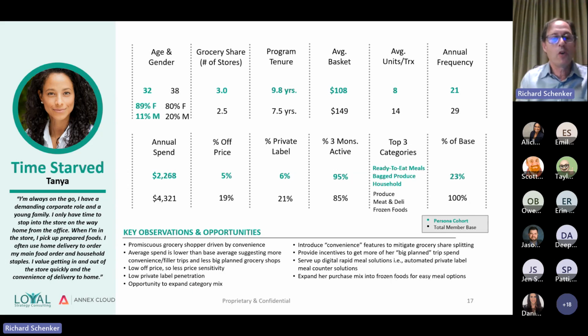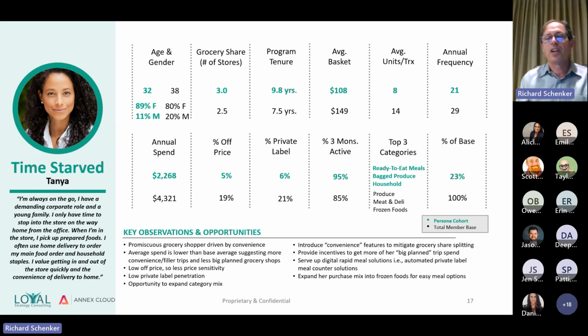store. We also know her average spend is lower than the base average, suggesting she has more convenient and filler trips and less of the big planned grocery trips, which are very important to a grocery store because that's where the volume is. We know that she has low off price, so she's less sensitive to price. We know that she's not buying a lot of private label products, and we know there's an opportunity to expand her category mix.